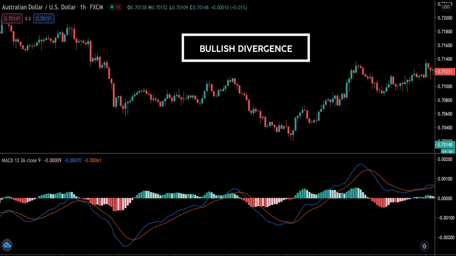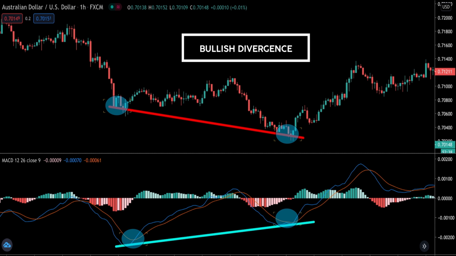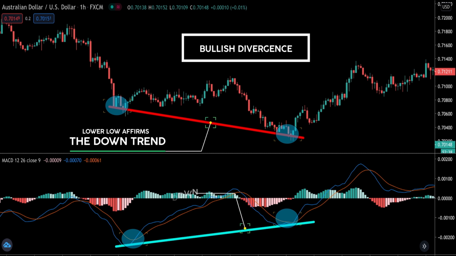Let's have a look at a bullish divergence. A bullish divergence forms when the price records a lower low, but the MACD forms a higher low. Essentially, the lower low formed by price affirms the downtrend, but the higher low in the MACD indicator shows signs of momentum slowing down. You can see that the MACD is making a higher low even though the price is still declining.